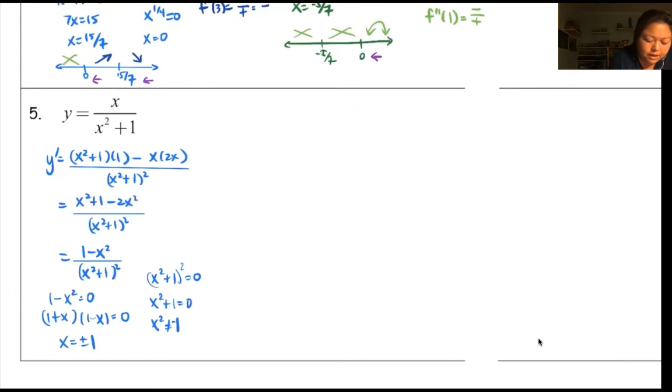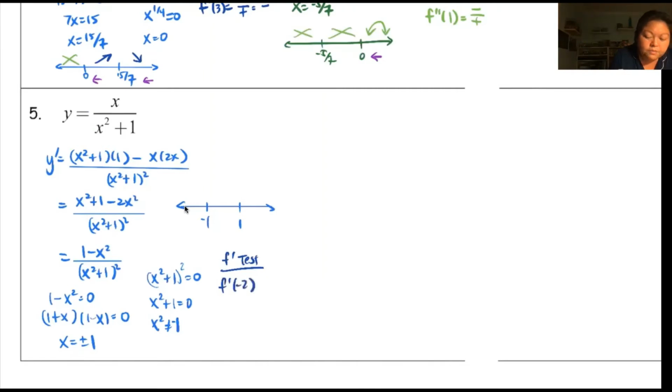Okay, so we use positive and negative 1 to make my number line. So negative 1, positive 1. Now the first derivative test: testing something to the left of negative 1, so probably negative 2. F prime, not f double prime.